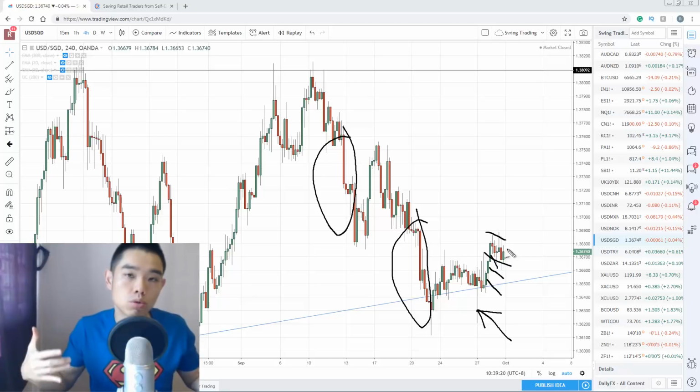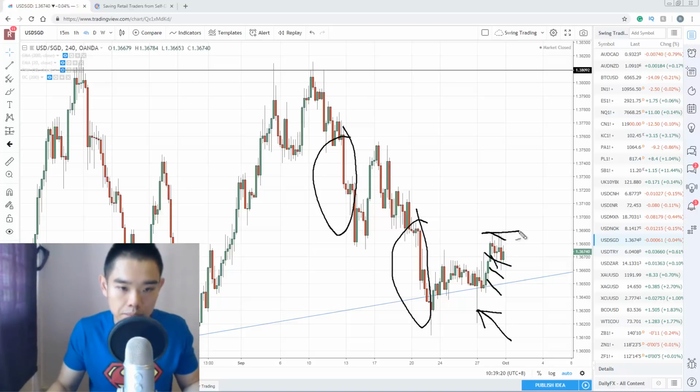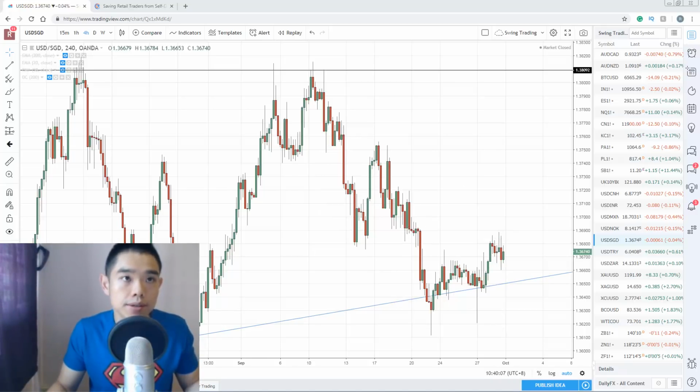So what I plan to do is to look to buy, to go long. If the price can break above these highs, I want to go long. Just to share with you, if the price can break above these highs, I would look to go long and have my stop loss 1 ATR below this low.